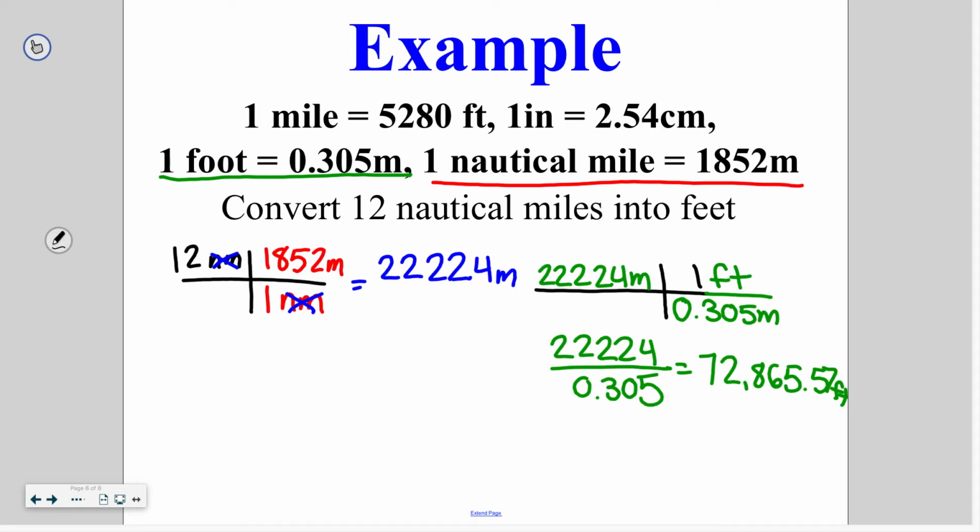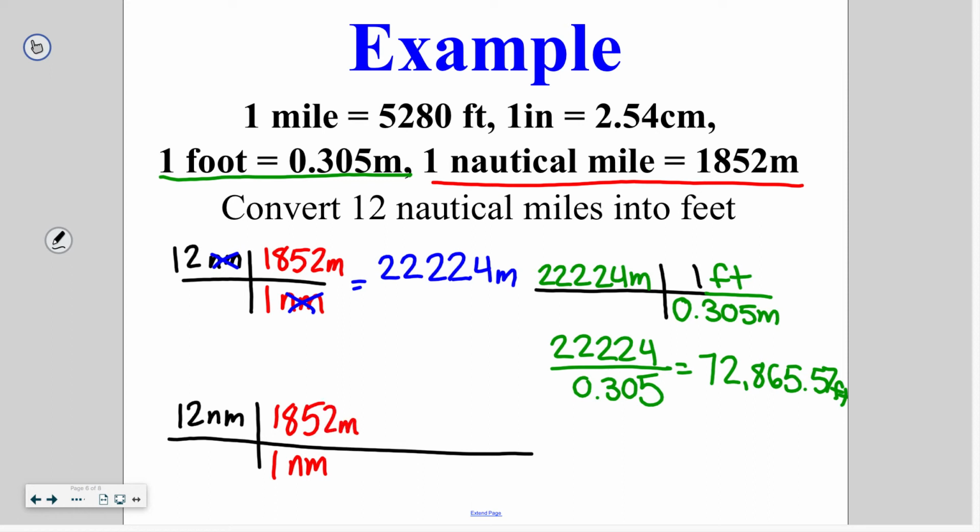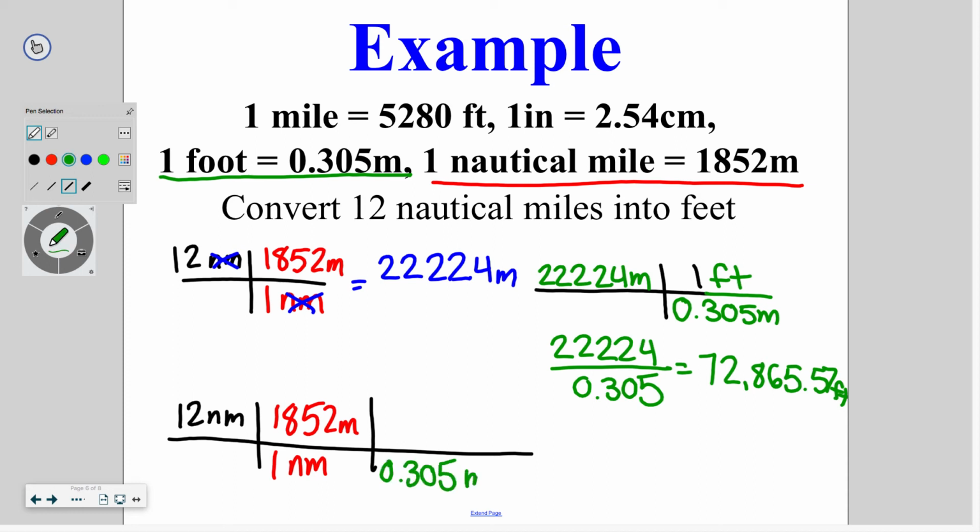If we do it all as one conversion, we're going to start still with 12 nautical miles. So we start with the same. We're still going to plug in those same conversion factors. So 1 nautical mile is equal to 1,852 meters. But instead of pausing to multiply, we're going to go ahead and plug in our second conversion factor right away. So we put that again, 0.305 meters on the bottom and 1 foot on the top.